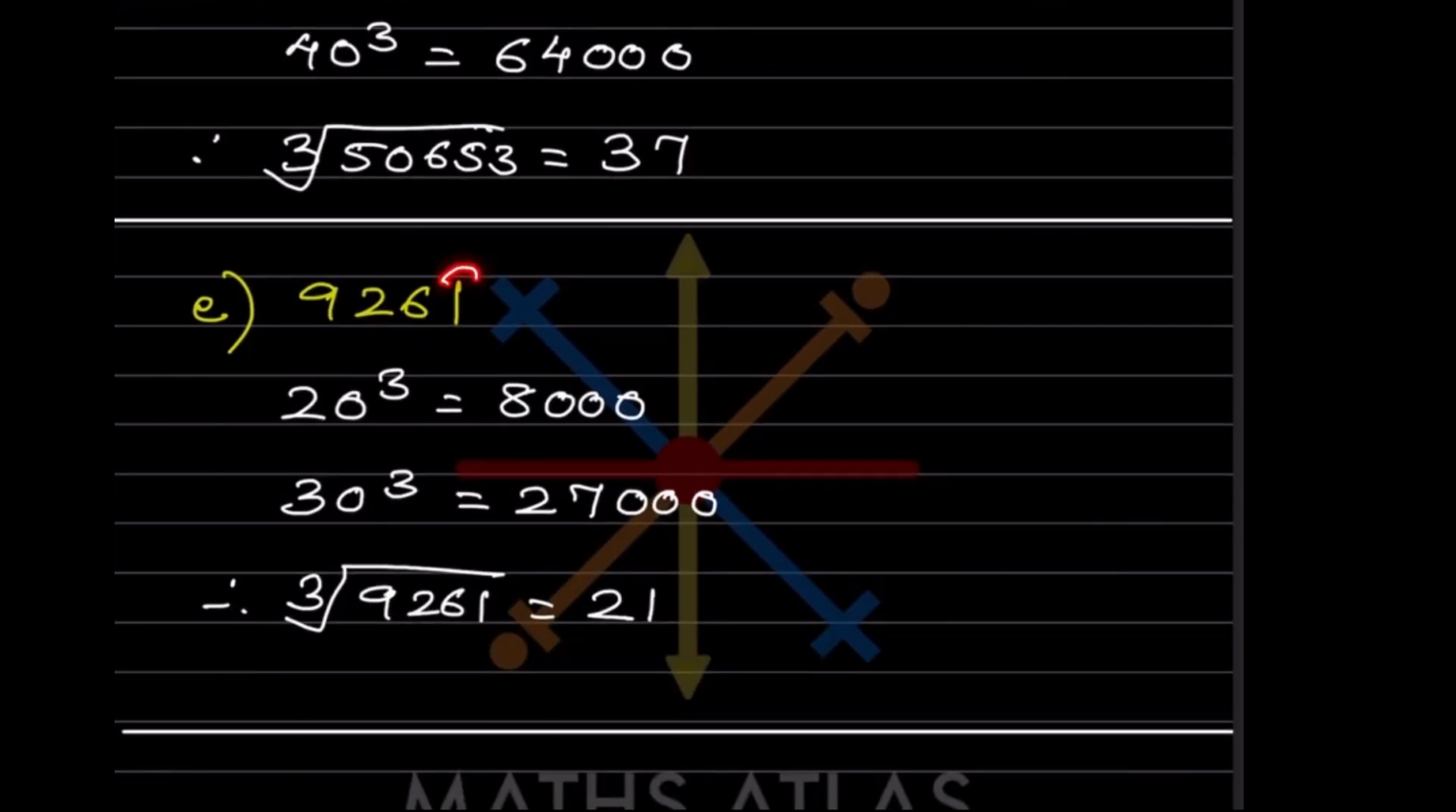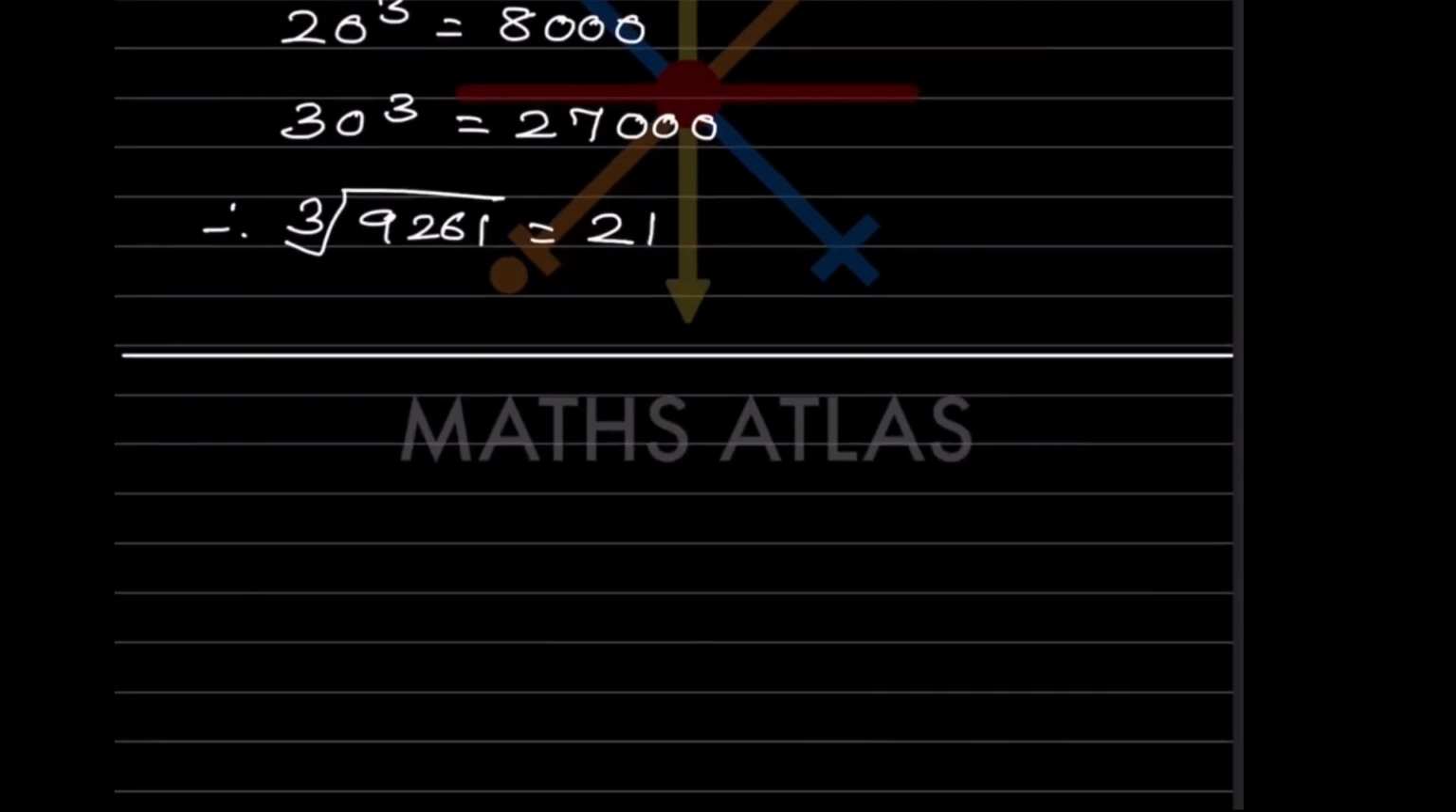Now look for this number. First thing you have to look where it lies in between. So this is only possibility 20 and 30, because 20 cube is 8,000 and 30 cube is 27,000. So now you are going to concentrate on this 1, that is the unit place. So the possibility is only 1 cube, that is 1. So you will write here 21, because it lies between 20 and 30. So cube root of 9261, that is 21.